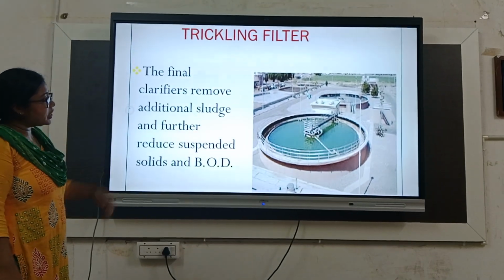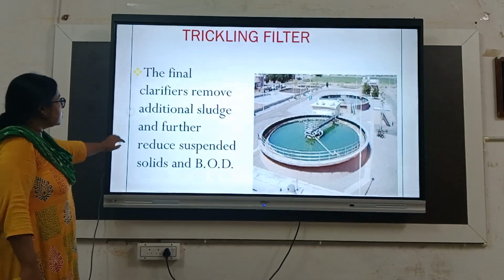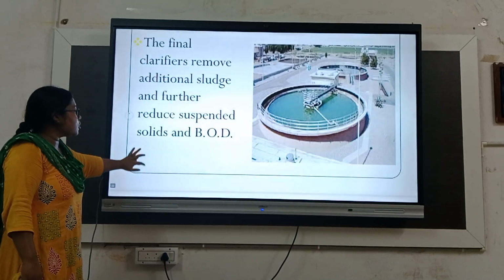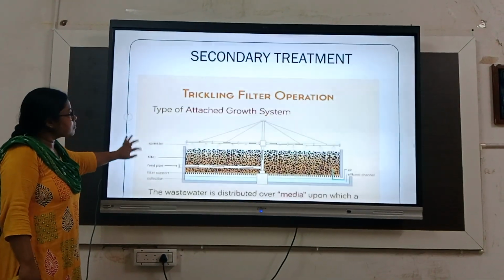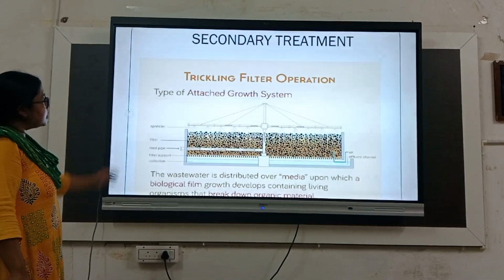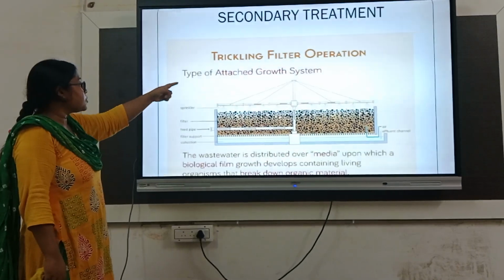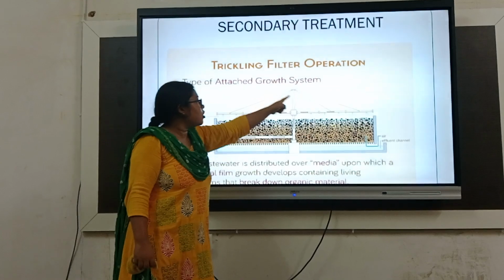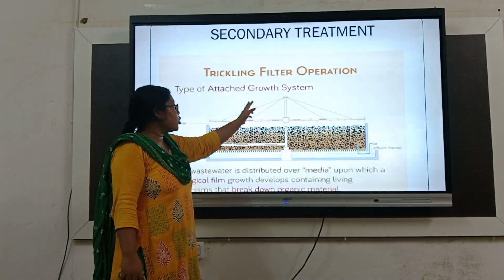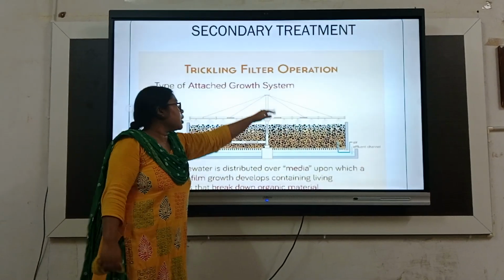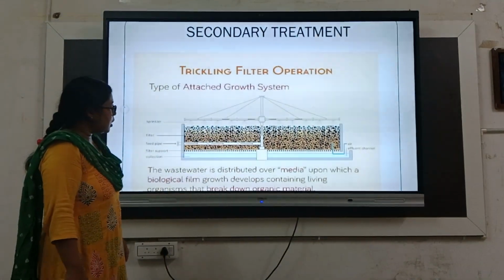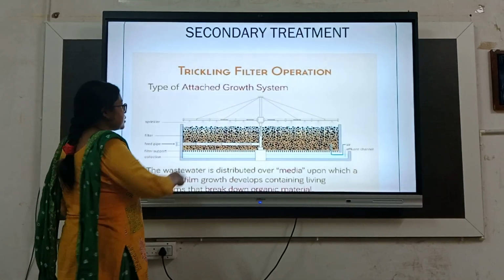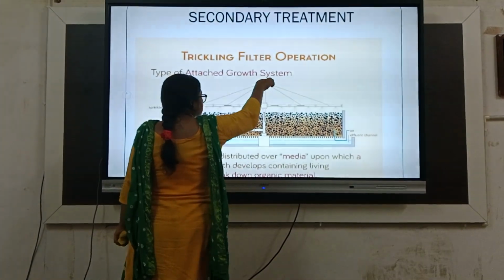This is the trickling filter image. The final clarifiers remove additional sludge and further reduce suspended solids and chlorine. Secondary trickling filter operation. Types of attached growth system. There is a sprinkler. This is called a circular rotary arm distributor. The upper portion is called the rotary arm distributor. And this trickling filter is circular. The tank is circular and this portion is the rotary arm.